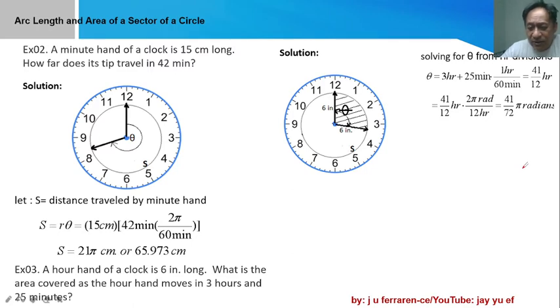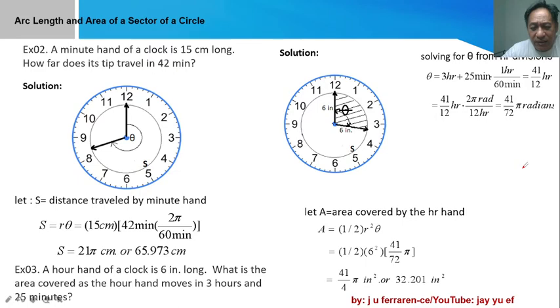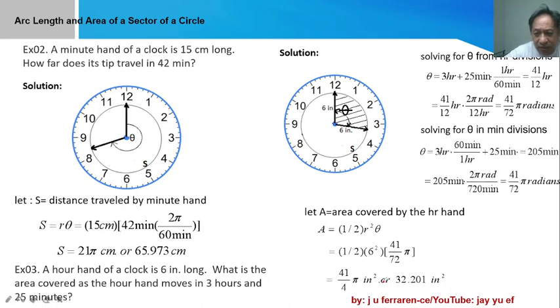Since we already have an angle expressed in radian, I can use the formula for the area. The area of the sector is the area covered by the hour hand, which is 1/2. Our R is 6 inches, squared. Then we can use the angle, which is 41 over 72 pi. So, we arrive at the result which is 41 over 4 pi square inch, or approximately 32.201 square inch.